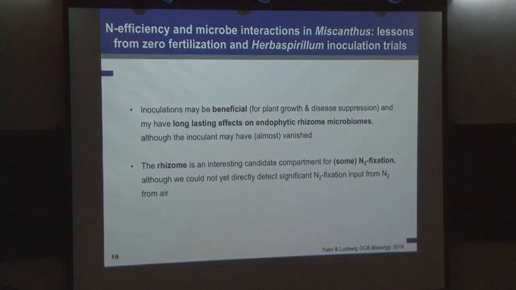Okay, so to summarize this, lessons from the zero fertilization trials and nitrogen fertilization and Herbacterium inoculation trials. Inoculations may be beneficial, maybe for plant growth and disease for establishment, but later they're not much beneficial, mainly for disease suppression, but we did not visibly see disease in one or the other plot.